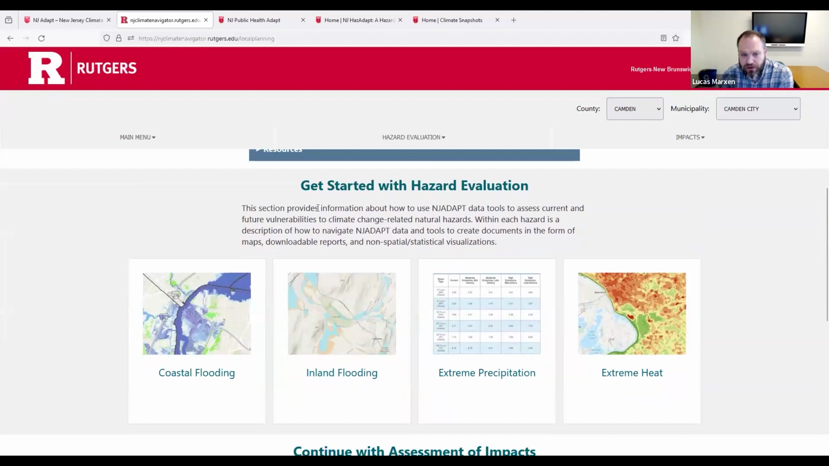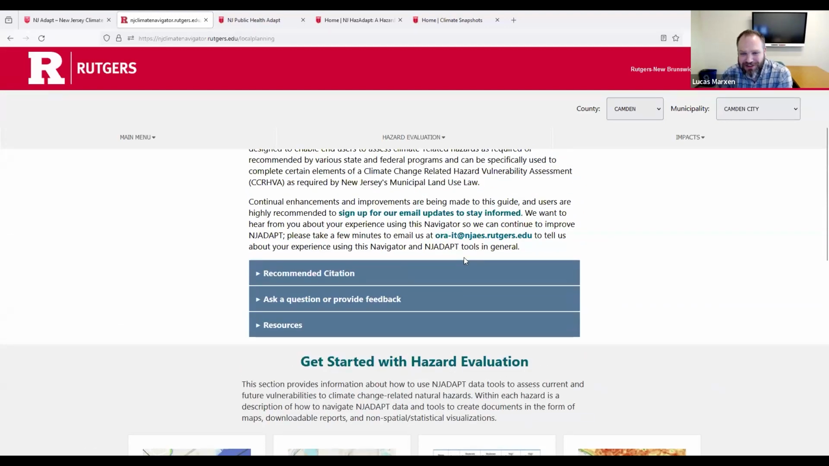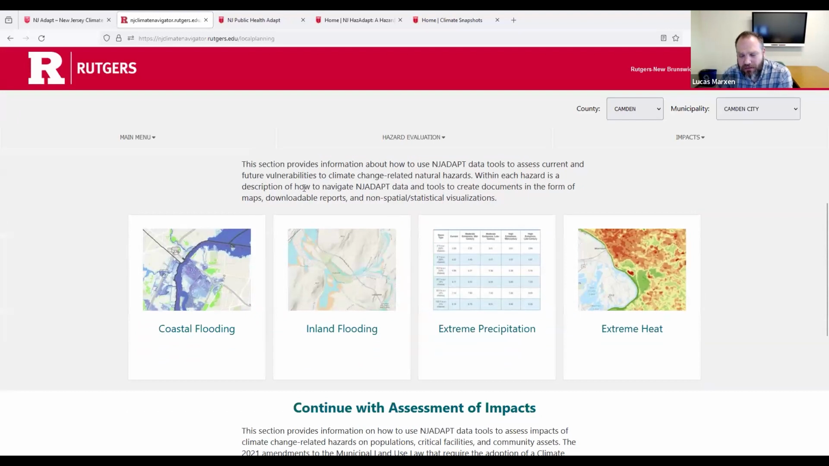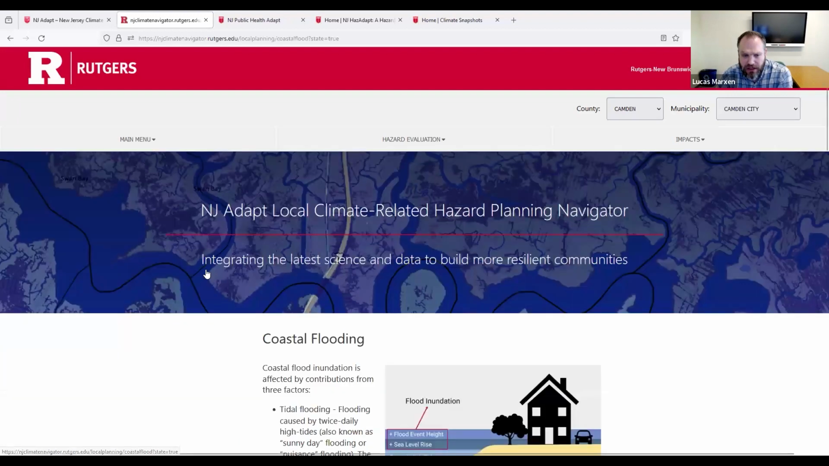So getting started, we first bring you to getting started with hazard evaluation. As part of the RHVA, we provide data sets on some of the different climate hazards that can be components of that part of the MLUL plan. They're broken out into coastal flooding, inland flooding, extreme precipitation, and extreme heat. You can click into any one of these.